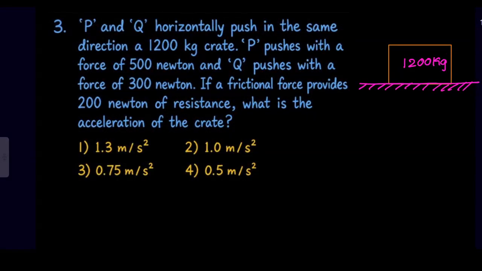Now what they're saying is P and Q push in the same direction or the opposite direction? Same direction. So imagine P pushes like this and Q pushes also like this, same direction. P is given, Q is given. And what else? There is an opposition now. Resistance force means opposition. So if I push, this block will try to move in this direction.